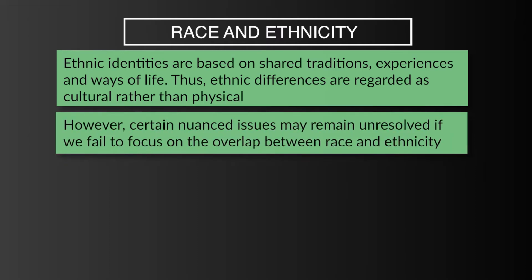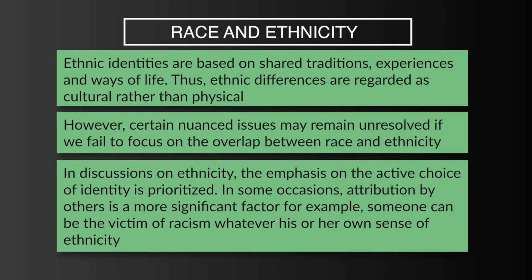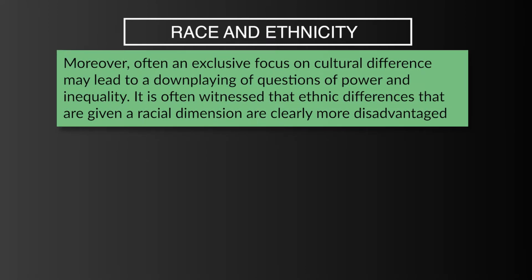Now, there are certain important issues which we should take into consideration when we look at the overlap between ethnicity and race. A particular person or group may be a victim of racism because of the group's sense of his or her ethnicity. Similarly, questions of power and inequality may contribute to cultural differences between ethnic groups which have a racial dimension. In other words, those who are racially disadvantaged also have an ethnic disadvantage.